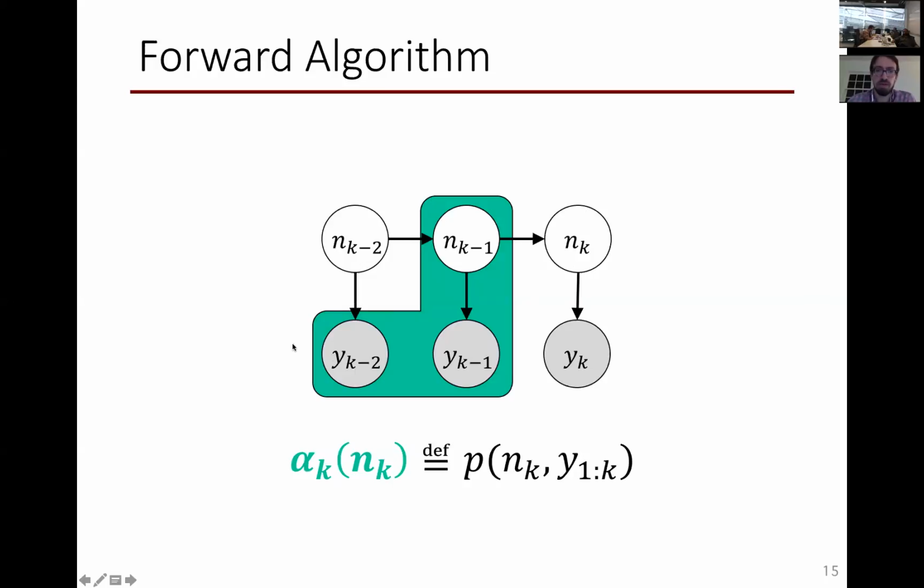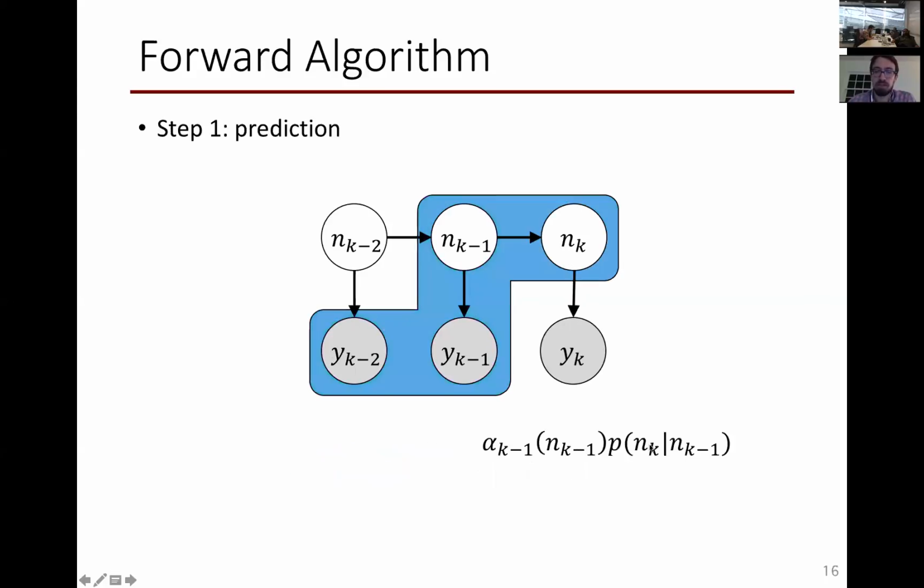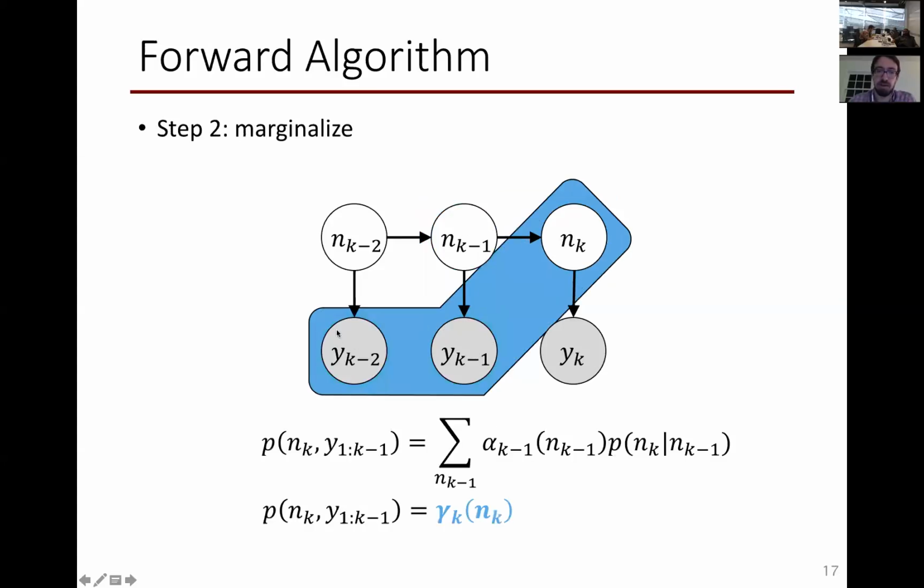The way this works, given this message, I multiply by the conditional distribution, which gives me a joint over 2 of my latent variables and 2 of my observed variables. I marginalize out this latent variable, and I'm left with this intermediate quantity: the joint distribution of this latent variable and these observed variables.